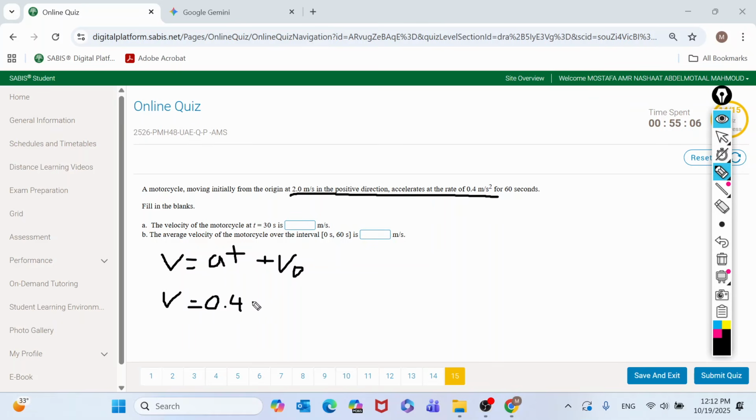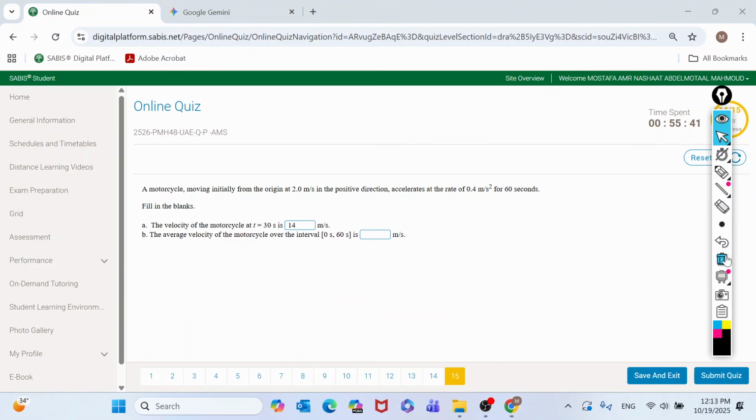So v is going to equal 0.4 times 30, because they want t equals 30, plus v0 is 2. Initially moving at 2 meters per second. Do it on your calculator: 0.4 times 30 plus 2, you get 14.